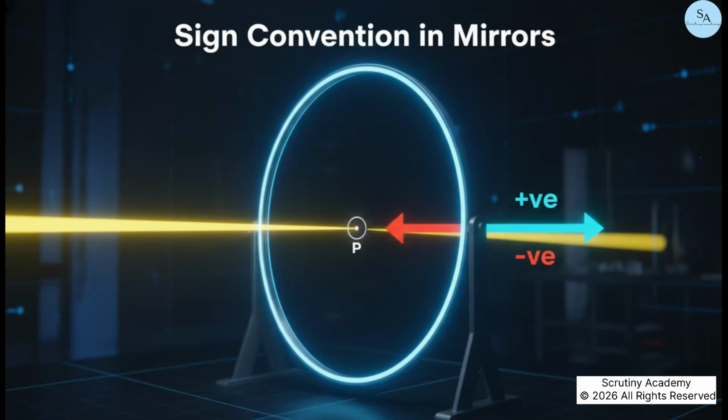Okay, for anything moving left or right, it's all about the direction the light is coming from. We always assume the light rays are traveling from left to right. So any distance you measure in that same direction is positive, but any distance you measure against the light, so back to the left, is negative. This is why an object's distance is almost always negative, because it's in front of the mirror and you measure from the pole back to it.